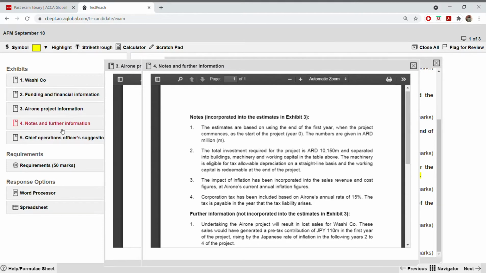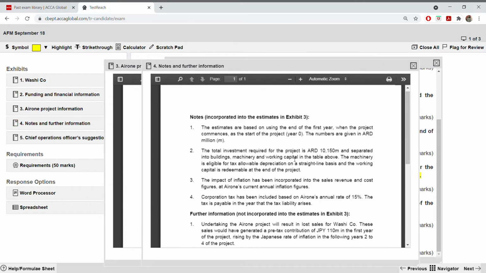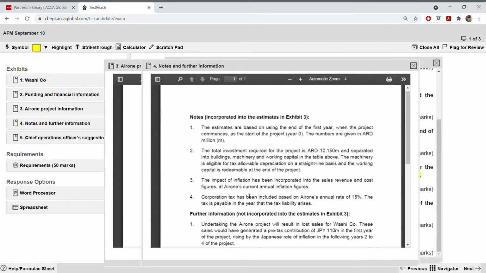Okay, we can go and check here. We saw the working capital, the 400, is fully redeemed, and also tax allowable depreciation has been added back again. Because they told us the machinery is tax allowable, right? So this 4,000 they are taking equally, on a straight line basis, 1,000, 1,000, 1,000, 1,000. That's how they are getting it. So it's correct. Nothing you have to change.